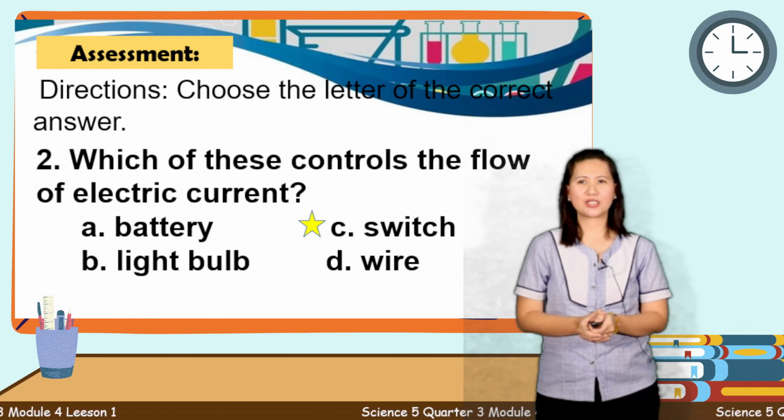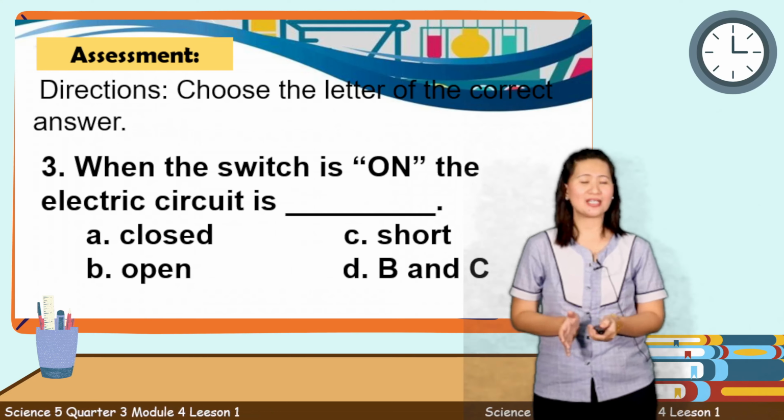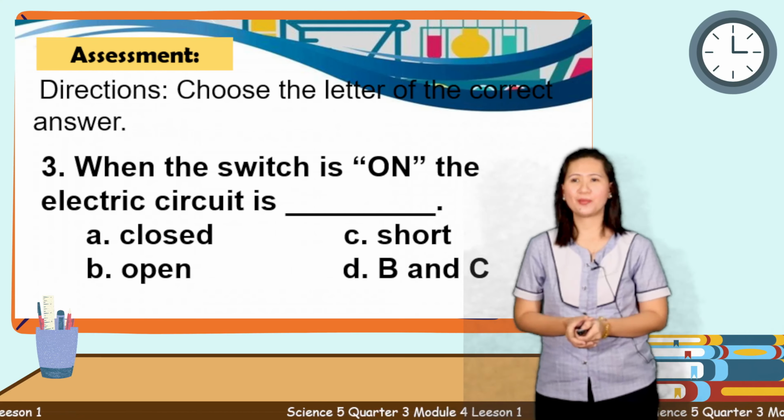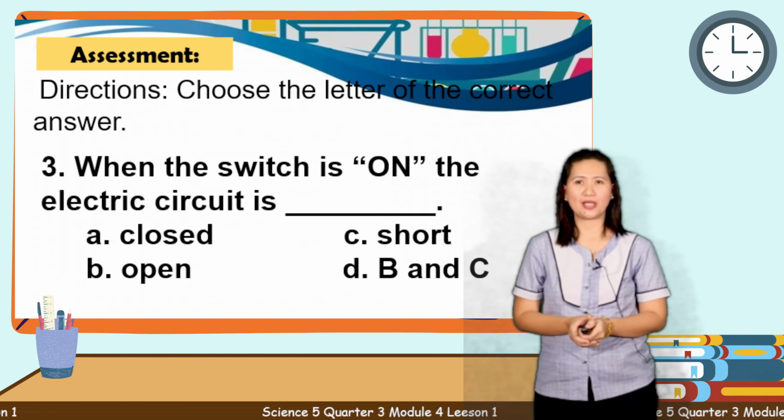Number 3. When the switch is on, the electric circuit is blank. Letter A, closed. Letter B, open. Letter C, short. Letter D, B and C. So the answer is closed circuit.